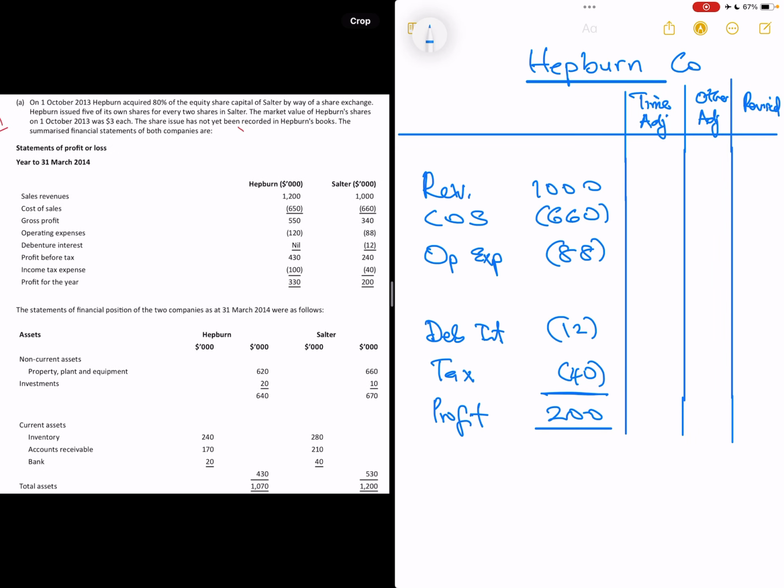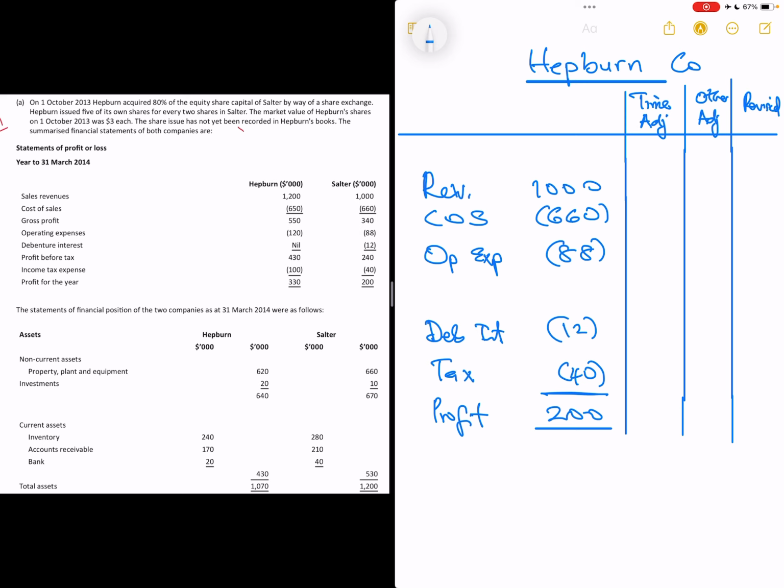Let's look at our first question for consolidation of income statement. Look at this question. This is Hepburn. On 1st October 2013, Hepburn acquired 80% of the equity share capital of Salter by way of share exchange. Hepburn issued 5 of its own shares for every 2 shares in Salter. The market value of Hepburn shares on October 1st, 2013 was $3. The share issue has not yet been recorded in Hepburn books.